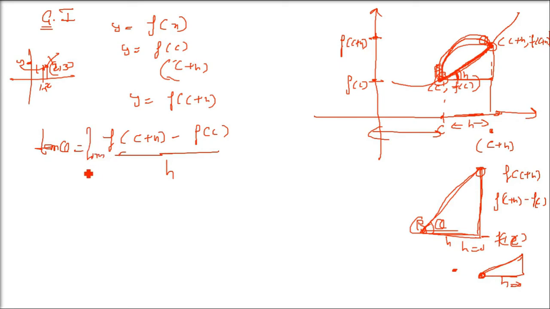So you have to not put H as 0, but limit H tends to 0. H has to be very, very small. So limit H tends to 0. We cannot put H as 0, but the P and Q distance is very, very small. So this is a slope.